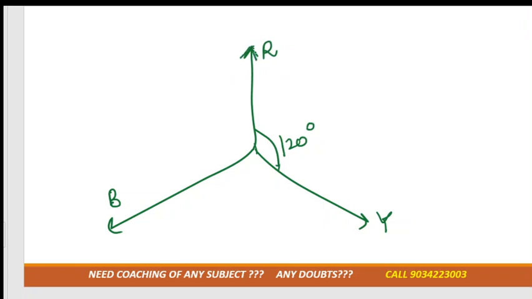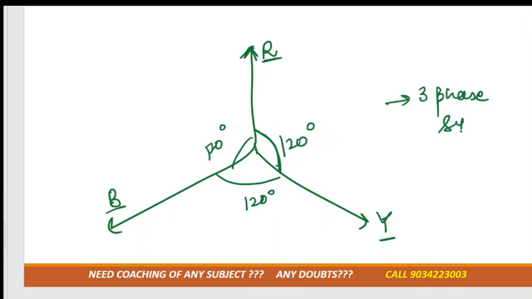Okay. For the three phase supply, we have three wires. One is R, one is Y, and one is B. The angle difference between R and Y is 120 degrees, B and Y is also 120 degrees, and R and B is also 120 degrees. This is for the three phase system. Okay, clear?